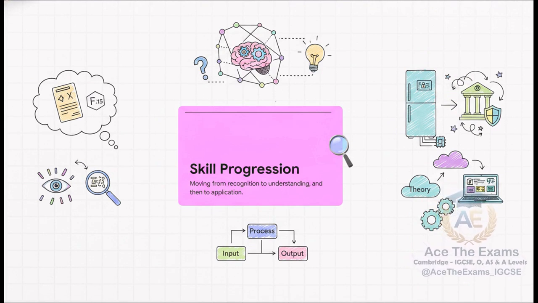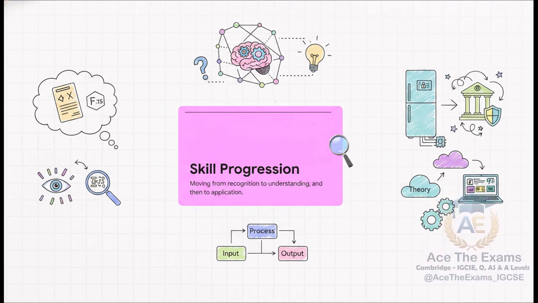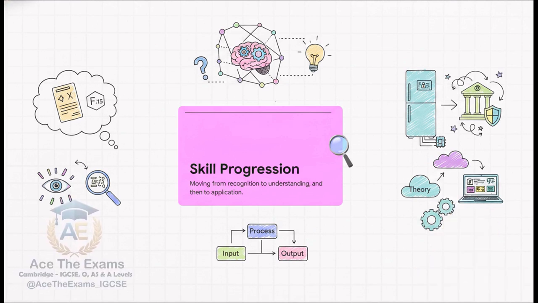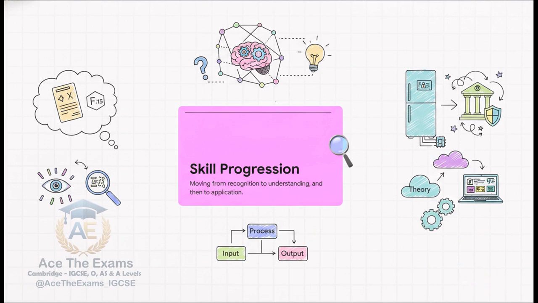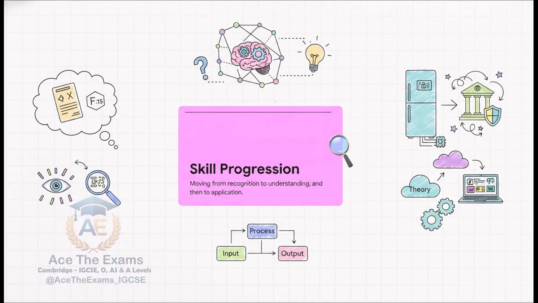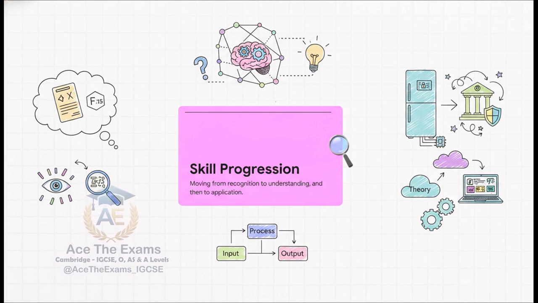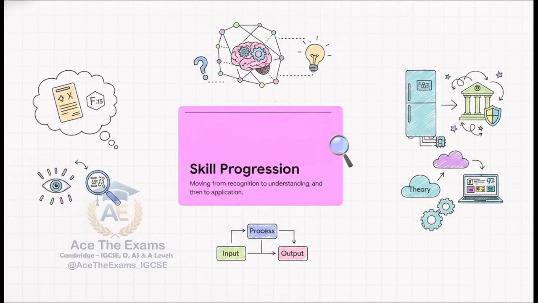Behind the scenes, Cambridge exams are built entirely on something called assessment objectives. You'll usually hear teachers call them AO1, AO2, and AO3. Think of them like leveling up in a game. The progression moves from AO1, which is just simple recognition of terminology, like knowing that hex goes up to the letter F. Then you move up to AO2, which is understanding. That's being able to explain why it's used instead of binary.